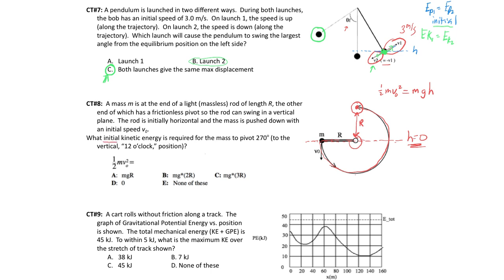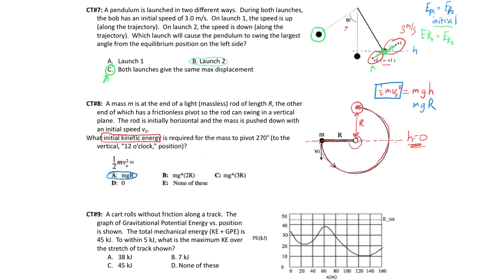Recognize here that it's asking for the initial kinetic energy. It's not asking for the velocity. So the initial kinetic energy is this part right here. Because that's the initial kinetic energy, then that's going to just be equal to mgh, or in this case, of course, mgr. And so that's all I need to find is mgr. And so I would go for this one right here, mgr, and that would be my final answer, letter A.